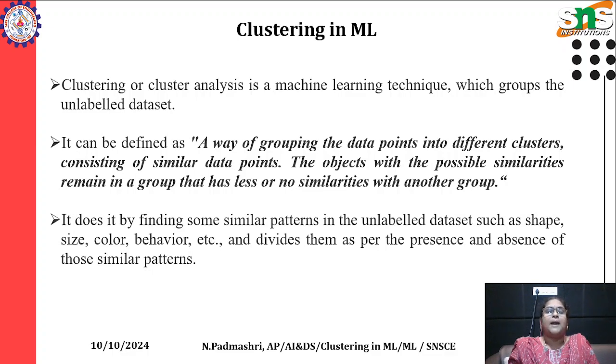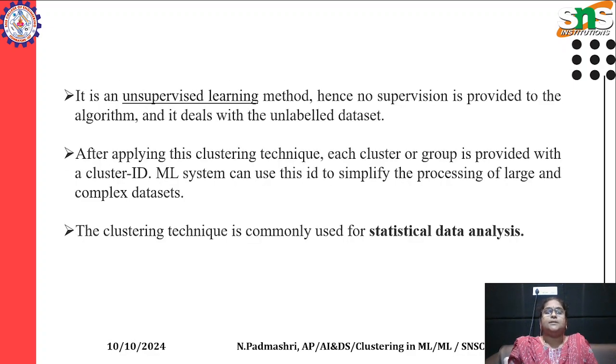So by finding some patterns, how will you classify this? By finding some patterns in the unlabeled data set, such as shape, size, color, behavior, etc., and it divides them as per the presence and also the absence of those similar patterns. So it comes under the unsupervised learning method. There will not be any supervisor available for monitoring those processes. So no supervision is provided, and it deals with the unlabeled data set.